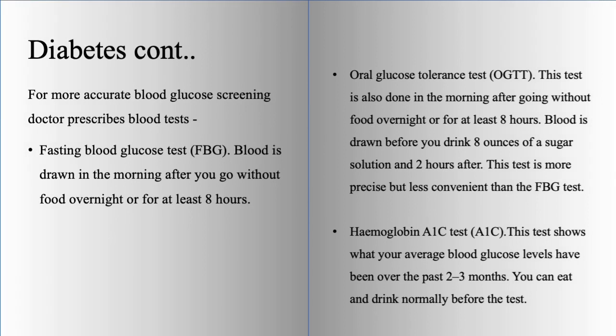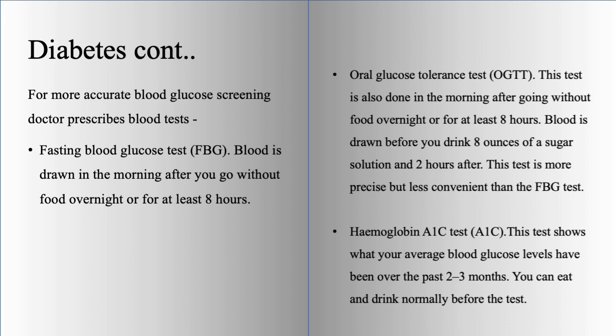For more accurate blood glucose screening, a doctor prescribes a blood test, but it's a bit more hassle and cannot be done at home on a regular basis. First is the fasting blood glucose test, in which blood is drawn in the morning after we go without food overnight or at least 8 hours.